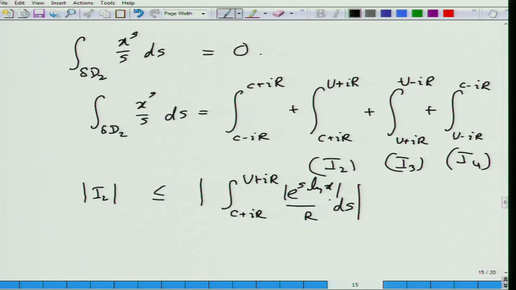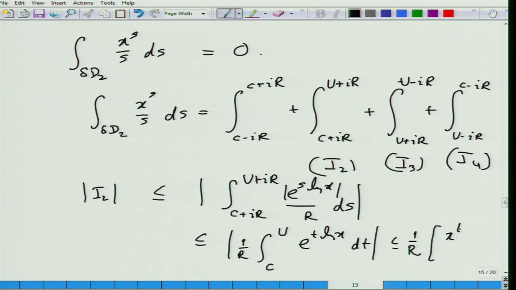And of course, an absolute value here. Again, the imaginary part vanishes, and then we can convert to a real integral, which goes from c to u of e to the t log x, 1 by r comes out here, dt, and this is less than or equal to x to the u by log x plus x to the c by log x. Fine. And same with I 4, the absolute value of I 4 also has the same property.